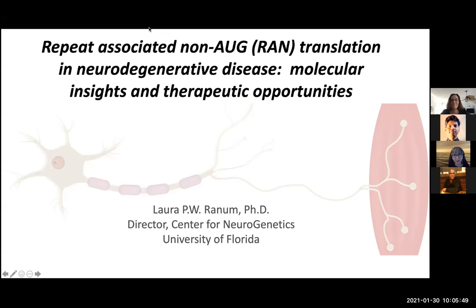And these toxic repeat-associated non-AUG RAN proteins have been shown to accumulate in a growing number of neurodegenerative diseases, which include Huntington's disease, amyotrophic lateral sclerosis, frontotemporal dementia, and many others. Mechanistic insights from her recent work have identified novel therapeutic strategies to treat RAN protein disorders.